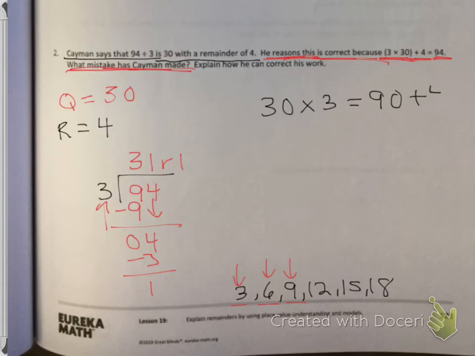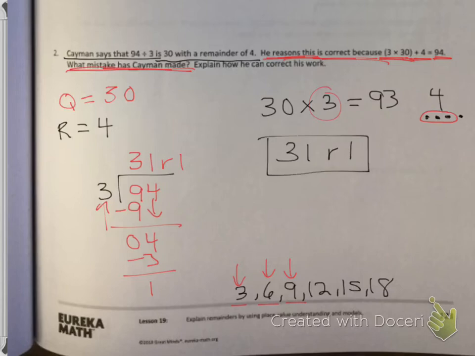So how many groups is this 4 left, these 4 dots? 1, 2, 3, 4. We have 4 dots left, and we have to make groups of 3 because that's our divisor, right? 3. So we can make one more group, right? And that 90 is going to change to 91, and then we have a little remainder left, so we get that one group, we get that 93, right? And we get plus 1. So it's 31 with a remainder of 1 here.